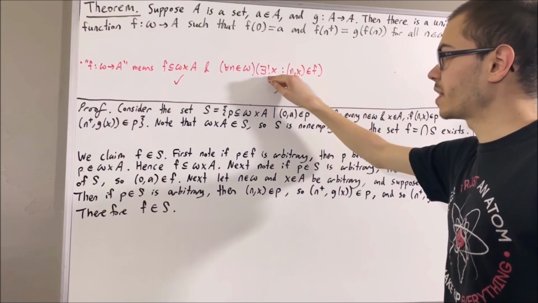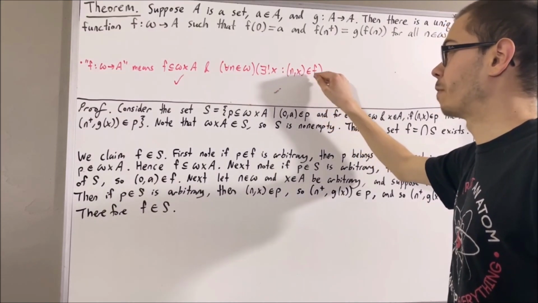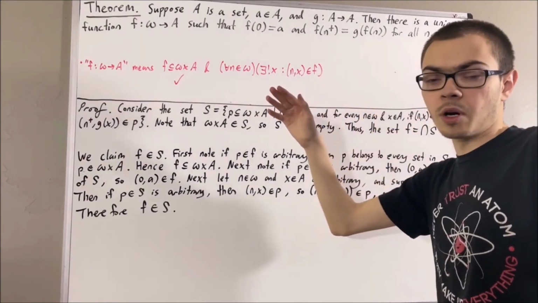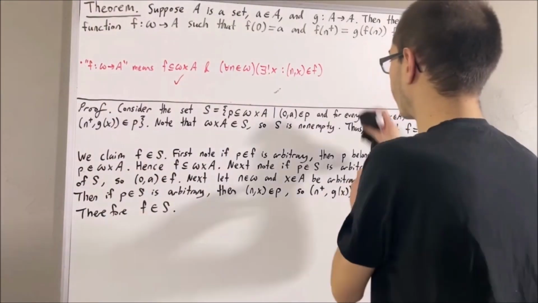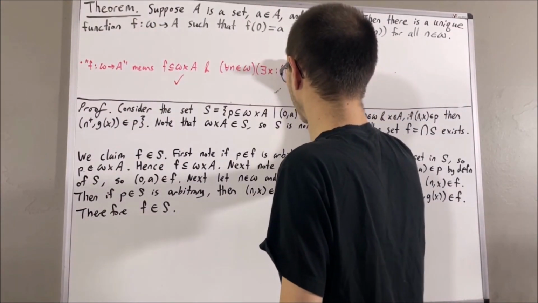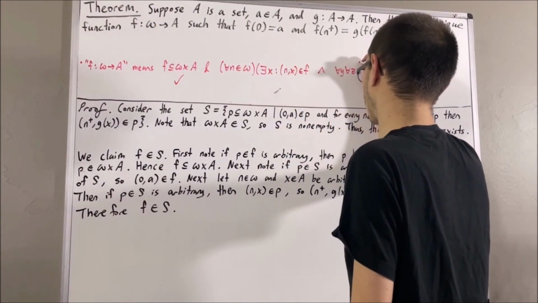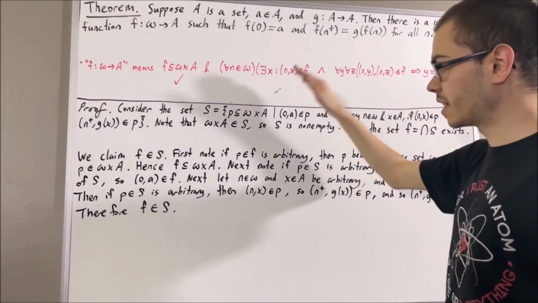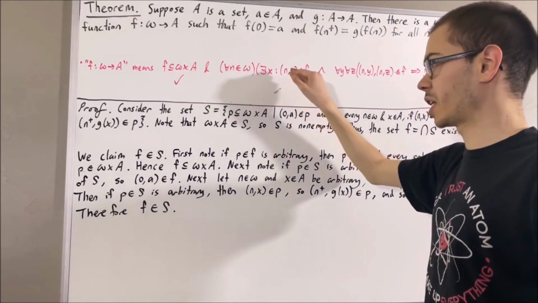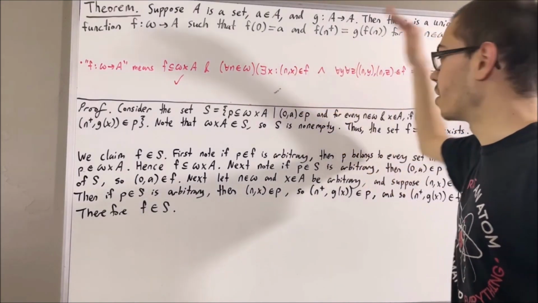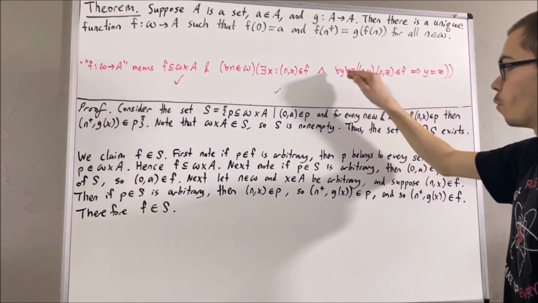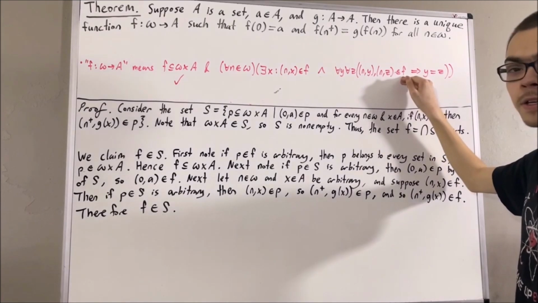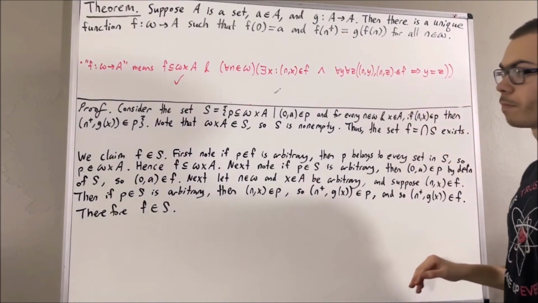To say that there exists a unique x such that n comma x is an element of F can be expanded out into two parts, an existence part and a uniqueness part. The existence part is that there exists an x such that n comma x is an element of F. And the uniqueness part is that if y and z are any two sets such that n comma y and n comma z are elements of F, then y and z must be equal.